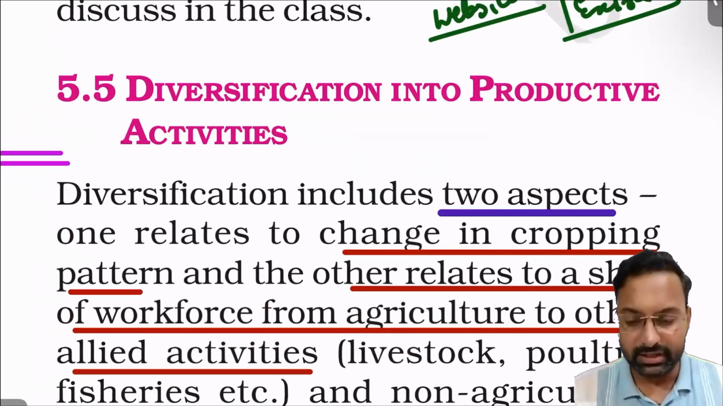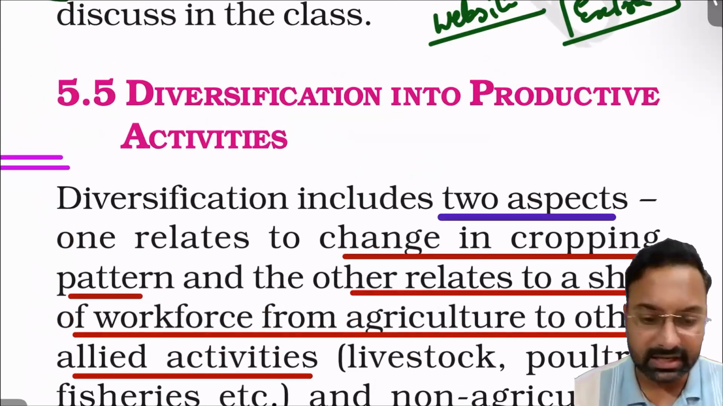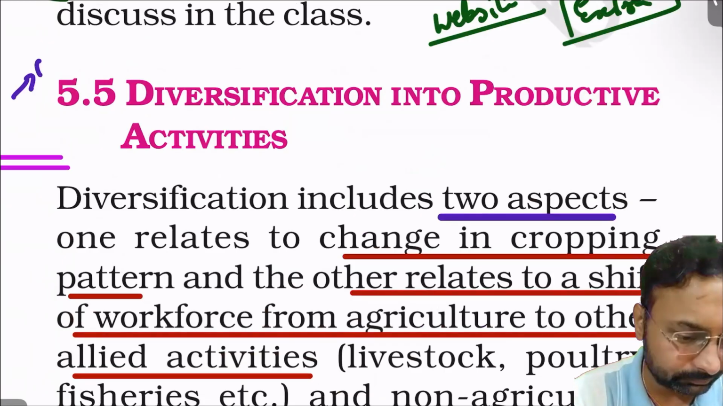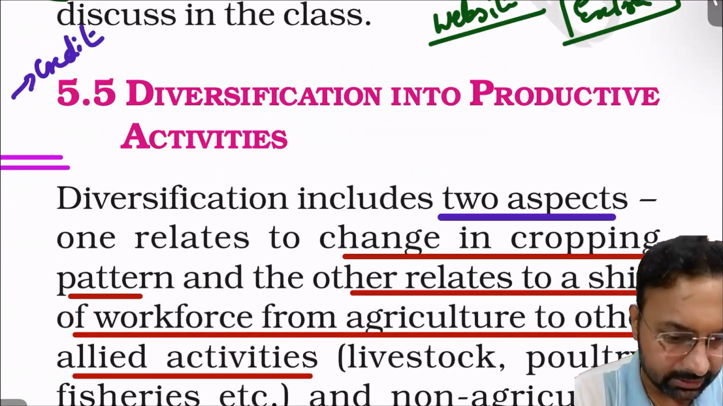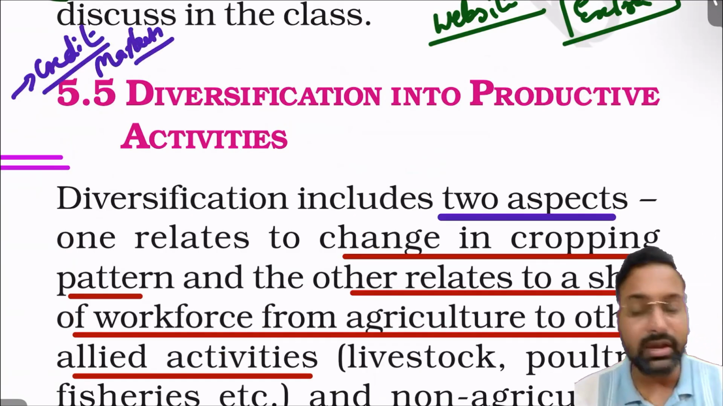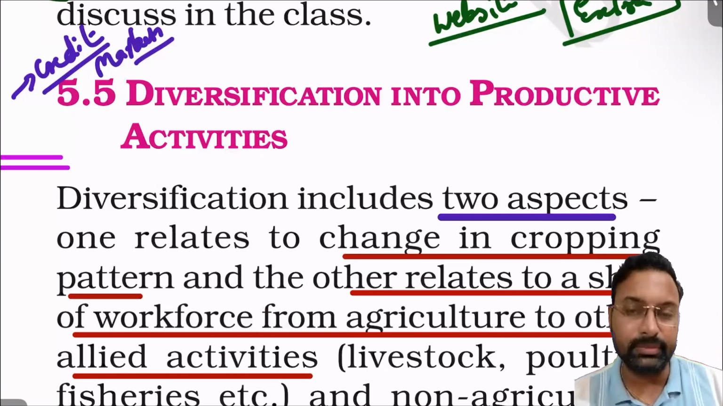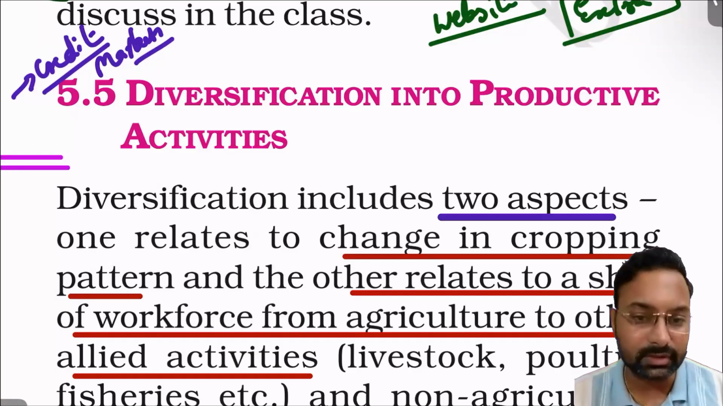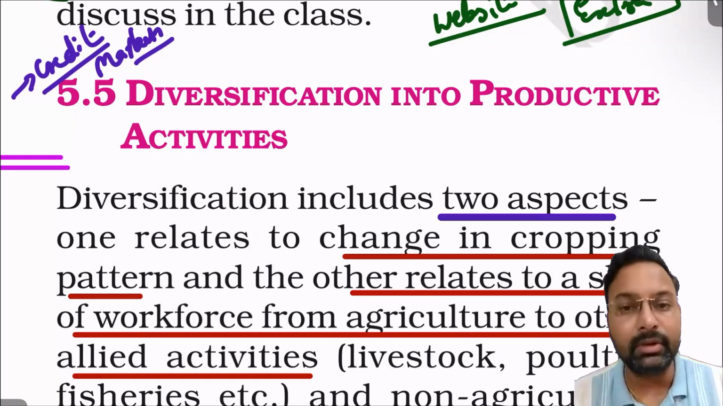So, as we have already seen, the rural areas face some challenges related to credit and marketing. Now, how can those rural areas generate more surplus? How can they become prosperous? How can farmers become prosperous? This was a big challenge.